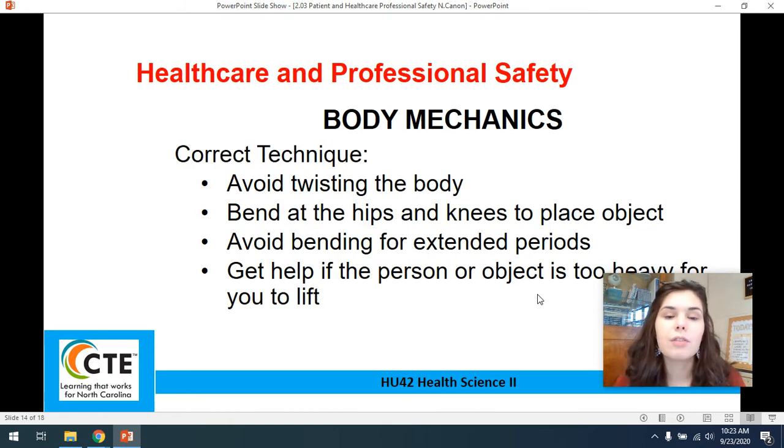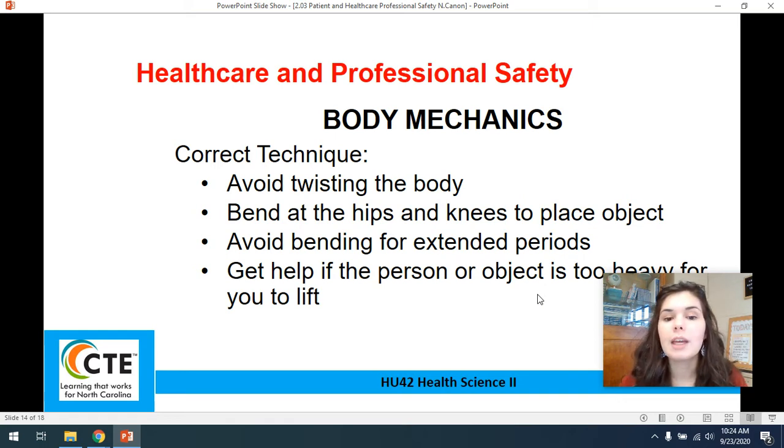The correct technique for lifting a heavy object and using body mechanics is to avoid twisting the body. You want to bend at the hips and knees in order to place the object down, and you want to avoid bending for extended periods. So instead of bending forwards at the back and just picking something up with your arms, you really want to squat down next to the item and use your knees and your hips to pick it up.